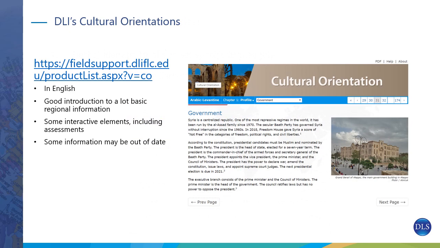The final resource that I want to talk about for beginning learners are DLI's cultural orientations. And now these cultural orientations are in English, so you probably don't want to spend a lot of class time using them because we do want class time to be mostly in the target language. But they do provide a good introduction to a lot of basic regional information. So for example, you can see here for this Arabic Levantine focus, there are 174 slides on a lot of different things, profiling the government, the region, a lot of very basic topics.